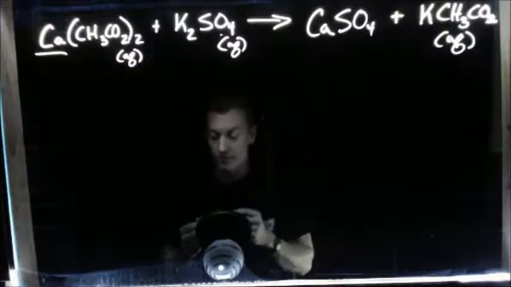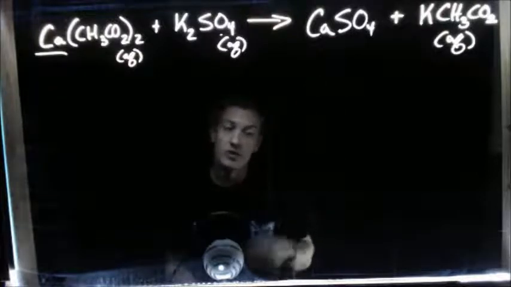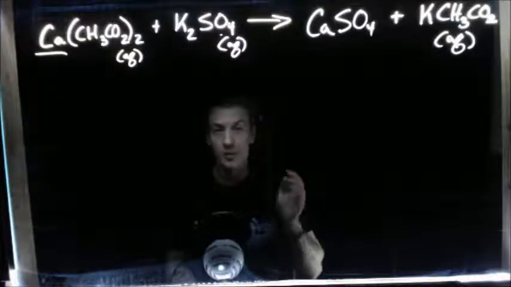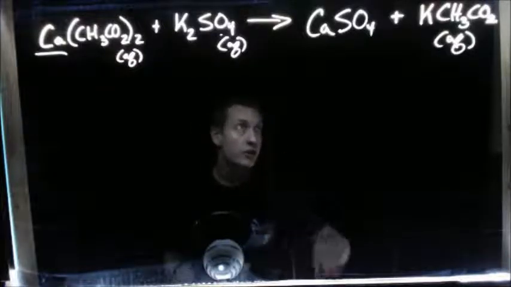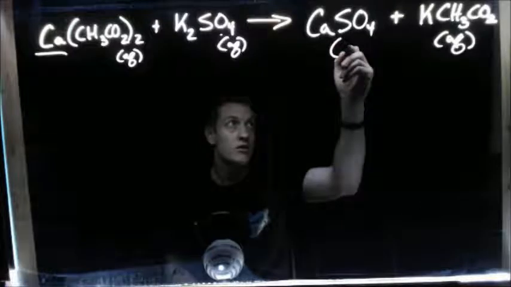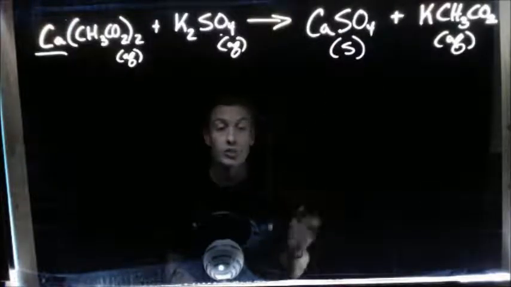Calcium sulfate, so sulfate ion, usually insoluble, except if it's with something, one of the alkali metals or ammonium. So this guy is going to be solid. So the reaction will happen.